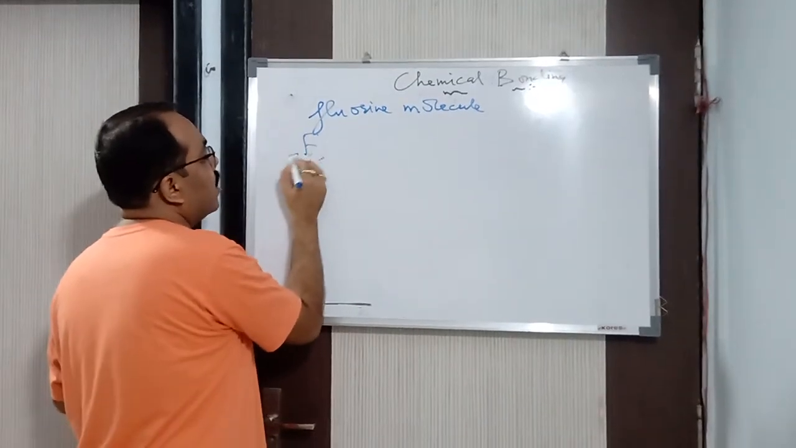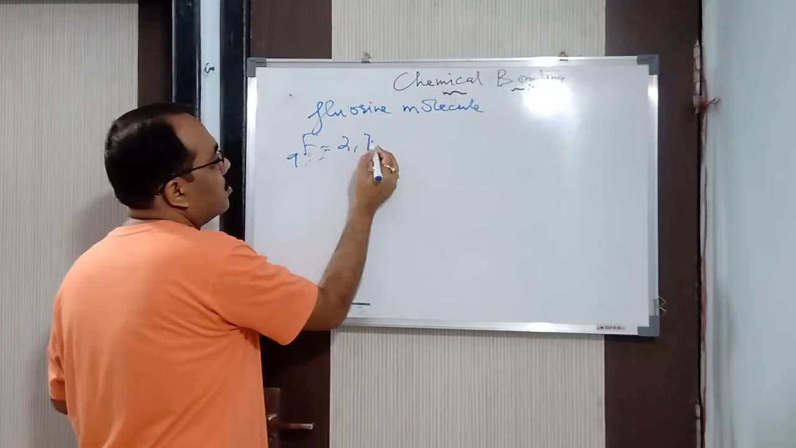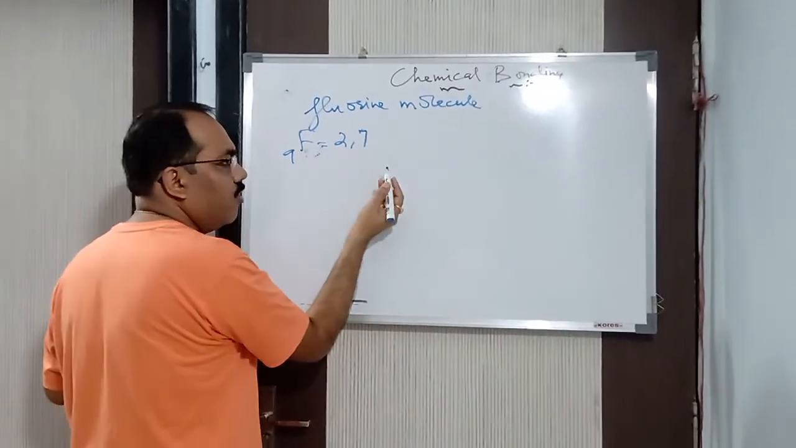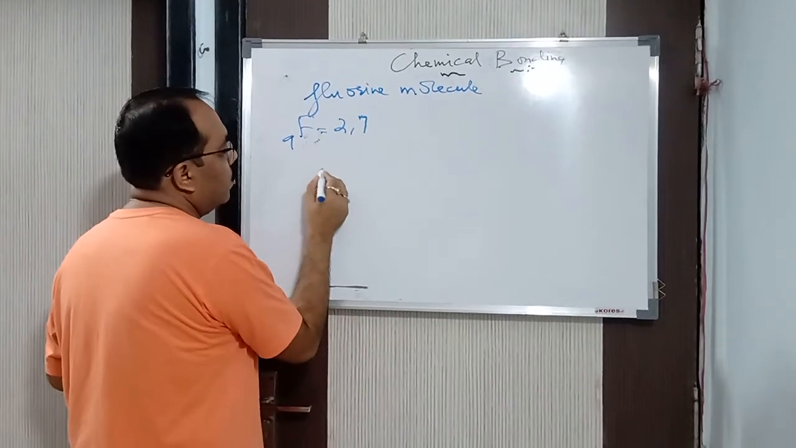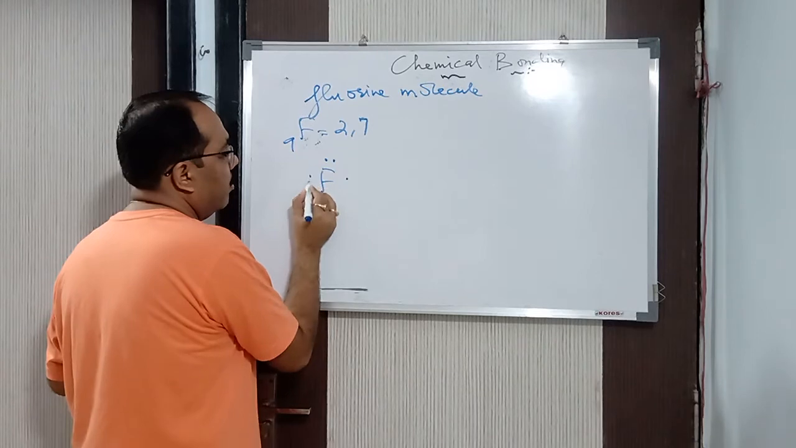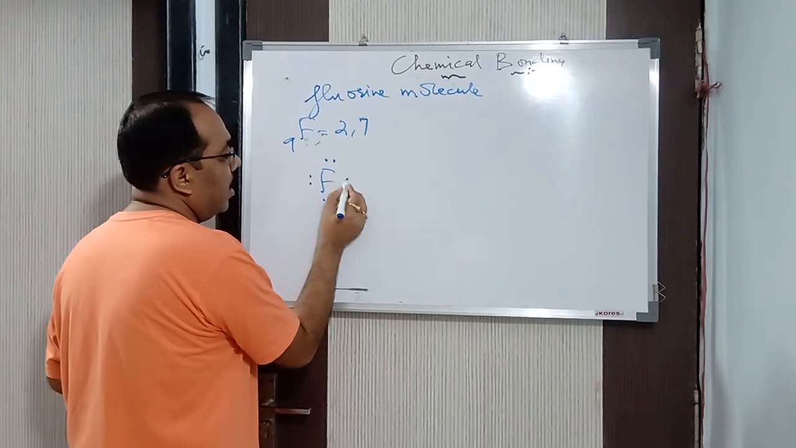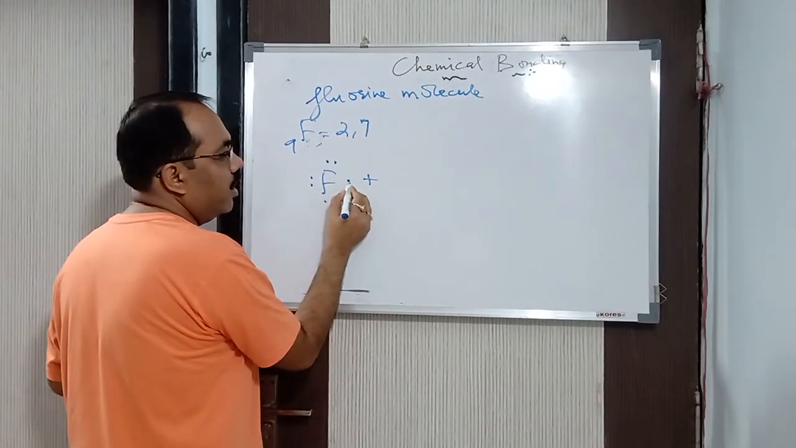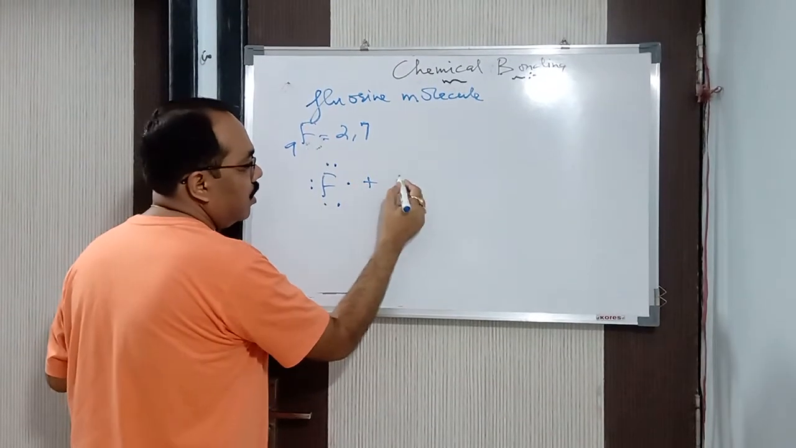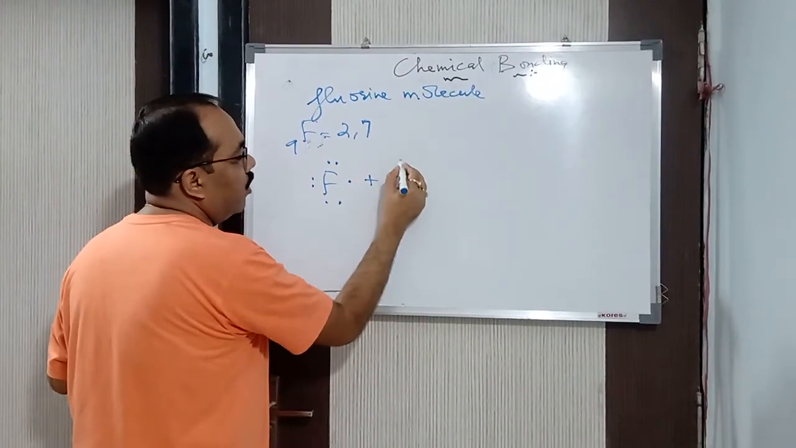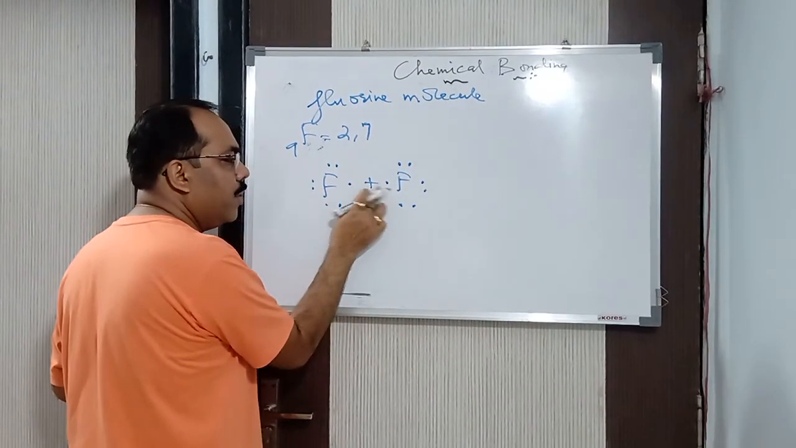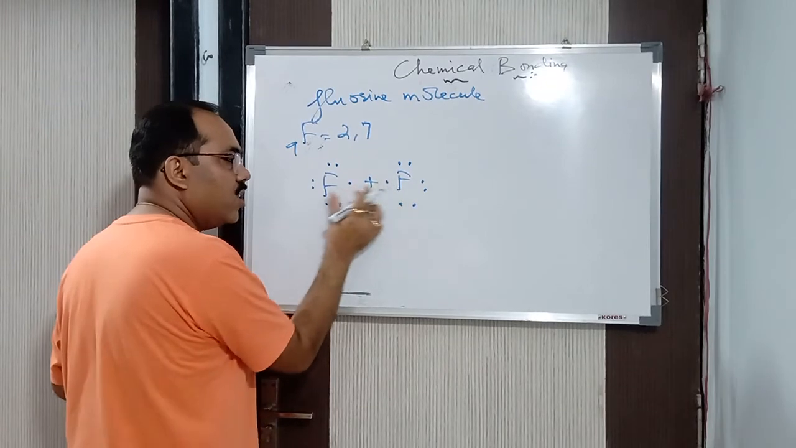So fluorine has atomic number 9, so its electronic configuration is 2, 7. Another fluorine atom will also have the same. So one fluorine atom has how many electrons in the outermost shell? 7. Now it is one electron less to attain the octet structure. Similarly, another fluorine atom also has the same. So you need to write the unpaired electron on the same side, then only the sharing is going to take place.